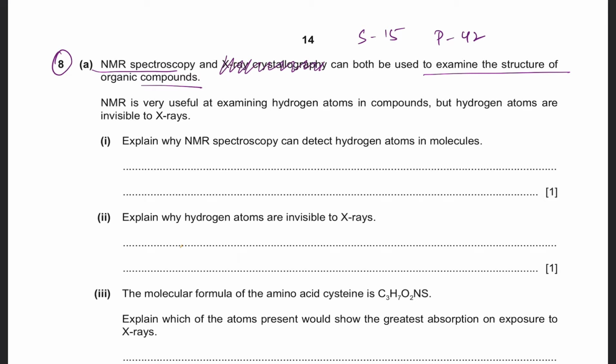Now, NMR is very useful at examining hydrogen atoms in compounds, but hydrogen atoms are invisible to X-rays. Explain why NMR spectroscopy can detect the hydrogen atoms in a molecule. So this is just a 1 mark question.